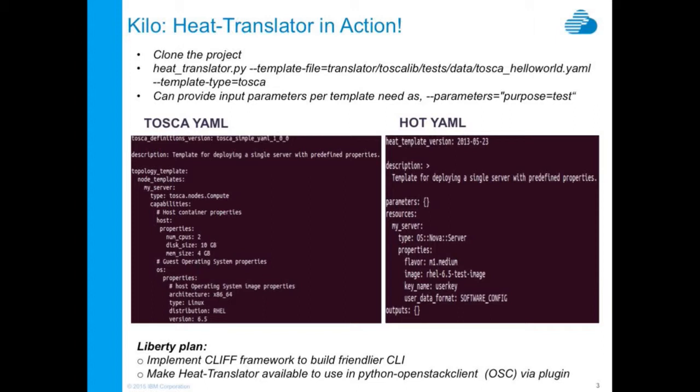We have two important plans for the Liberty release. The first one is to implement Cliff. Cliff is a command line interface formulation framework. It's a framework to build user-friendly command line programs. Many of the OpenStack projects implement Cliff. Some of them do not, but I heard during these last 3 days they will. And for us, it's a perfect fit as we just started the command line support.